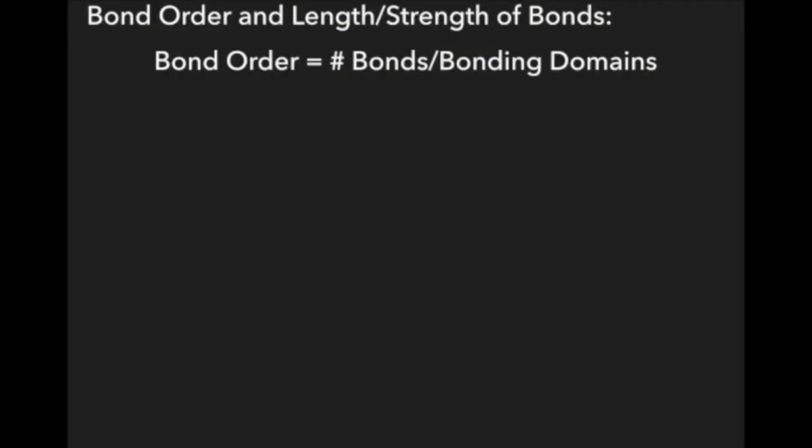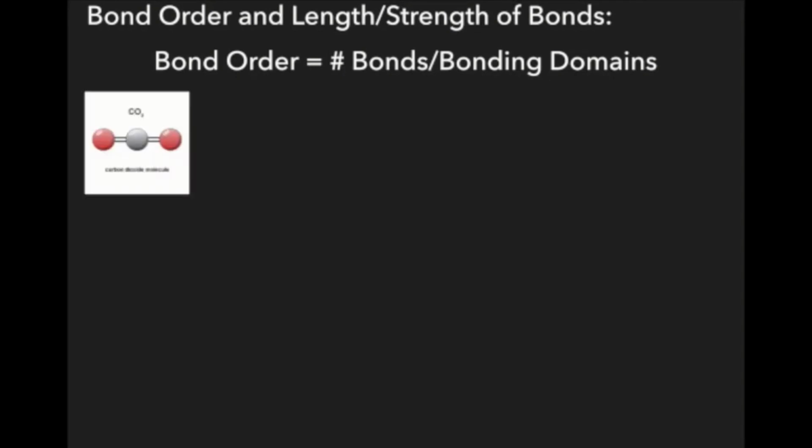So we're going to talk about bond order and how to determine it, and then also how that allows us to talk about the length and the strength of bonds. So to determine bond order, what you do is you count the total number of bonds. Okay? So a single bond counts as 1 bond, a double bond counts as 2 bonds, etc. And then you're going to divide that by the total number of bonding domains.